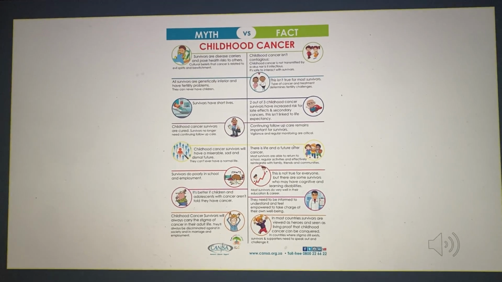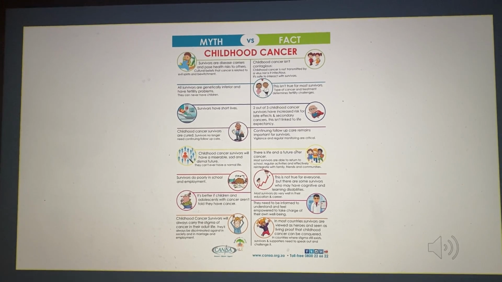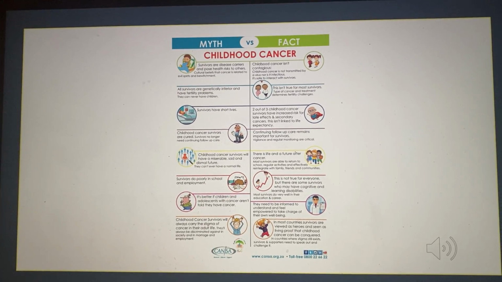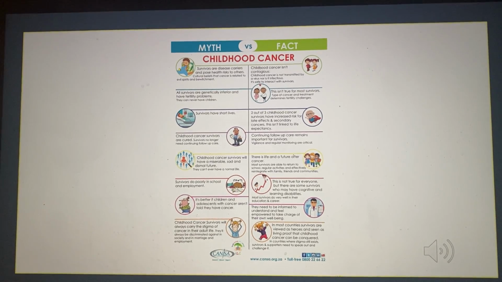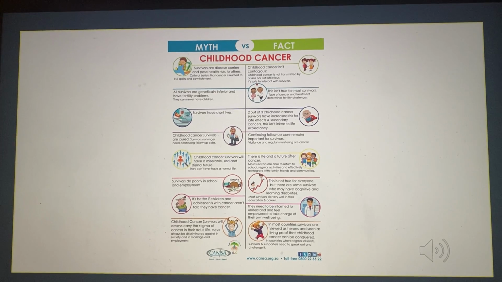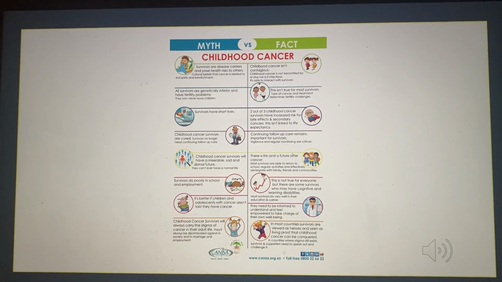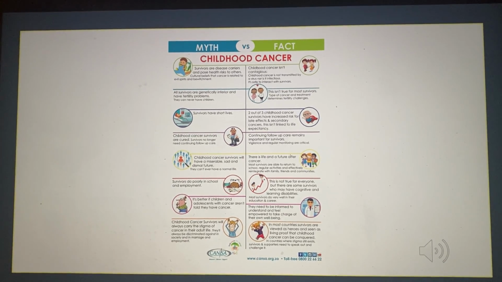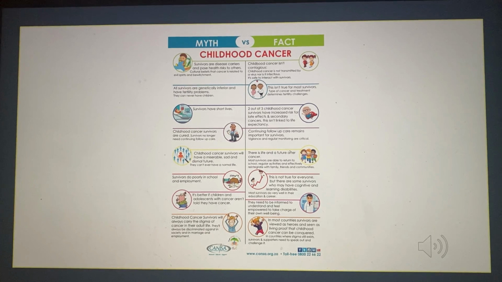Types of cancers and treatment determine the fertility challenges. Survivors have shorter lives. That's also a myth. 2 out of 3 childhood cancer survivors have increased risk for late effects and secondary cancers. This isn't linked to the life expectancy. And it also just goes on to say how childhood cancer survivors are cured. Survivors no longer need to continue follow-up care. That is absolutely a myth.